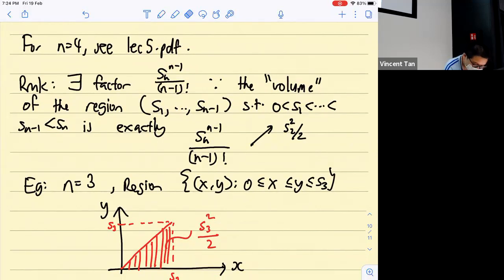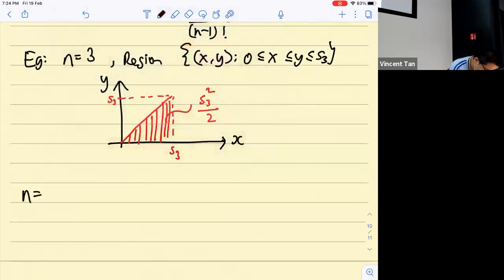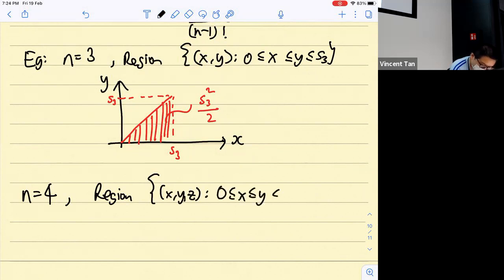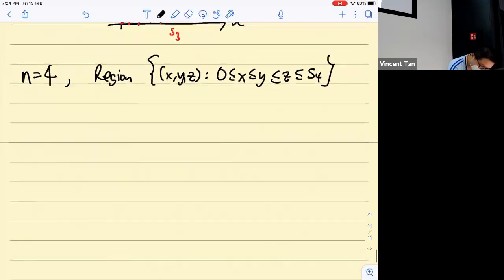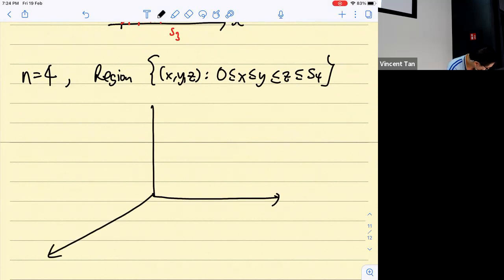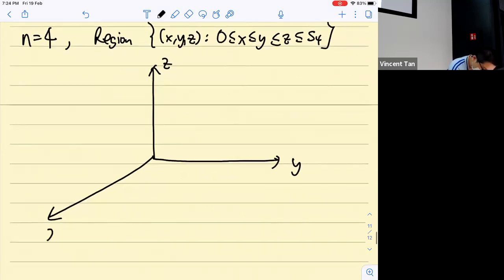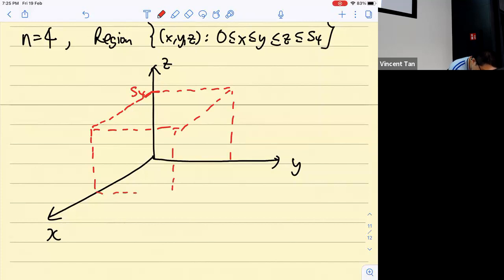Okay? So now let me consider an even more complicated scenario. N equals to 4. So the region is in 3-dimensional space, x, y, z less than S4. Aha. So what do we have here? All right, so basically we have this picture. So this is z, this is y, this is x. And we are only allowed to go up to S4. I promise you that I will draw a very nice picture, right? So we have a cube, right? What is the volume of the cube? It's basically S4 cubed.